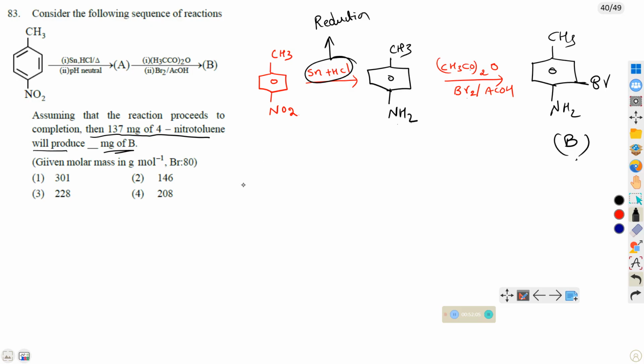Calculate the molecular weight. The molecular weight of 4-nitrotoluene is 137, so 137 grams of 4-nitrotoluene gives 228 grams of the product. Then the question is 137 milligrams gives 228 milligrams. Third option correct.